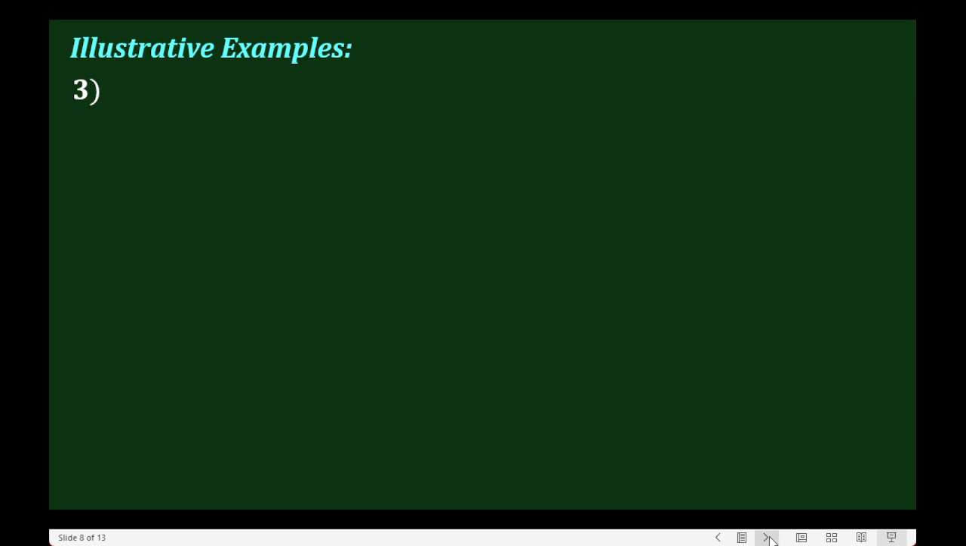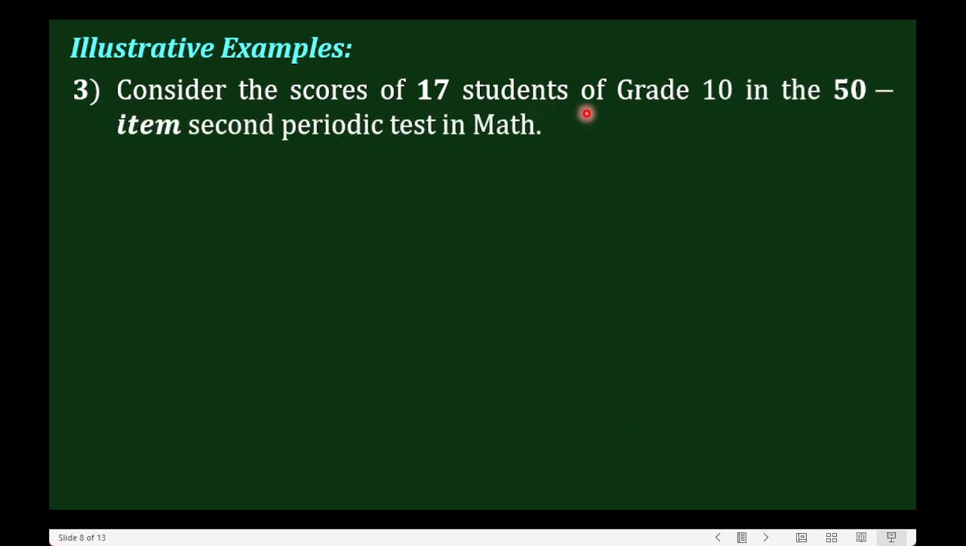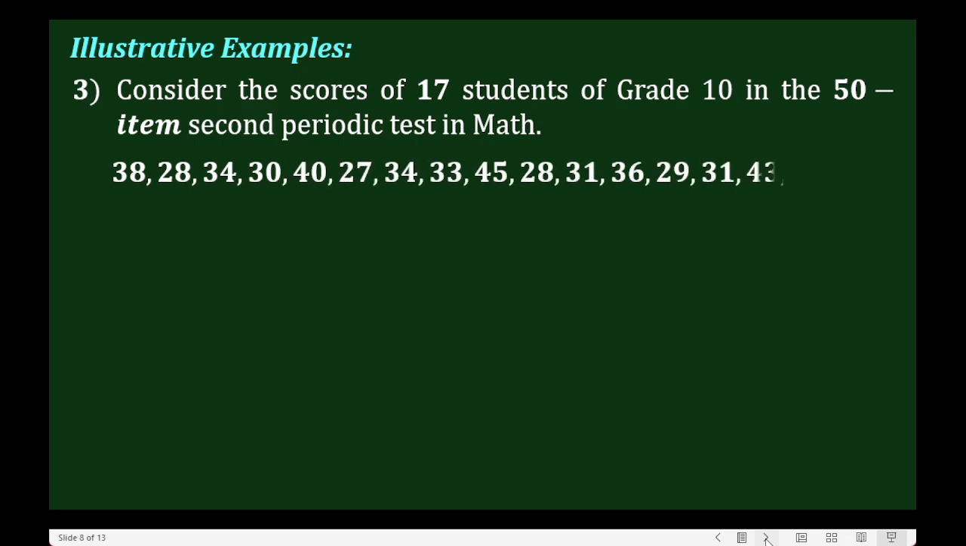Example number 3. Consider the scores of 17 students of grade 10 in the 50-item second periodical test in math. And the scores are the following: 38, 28, 34, 30, 40, 27, 34, 33, 45, 28, 31, 36, 29, 31, 43, and the last two numbers are both 34.